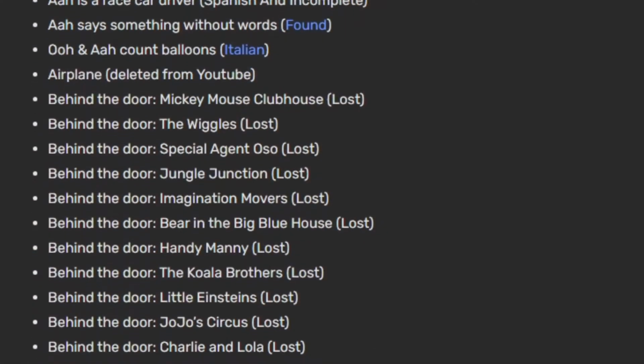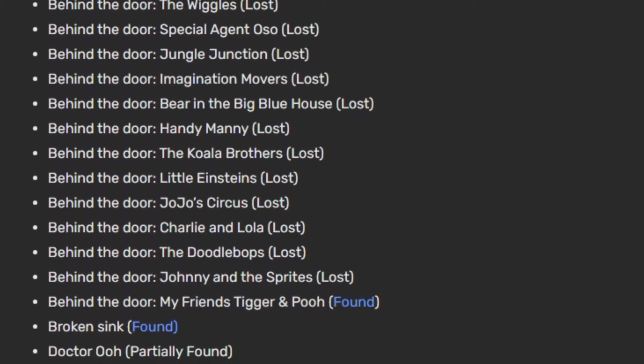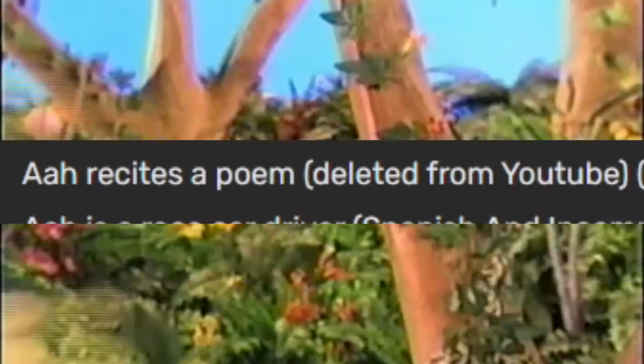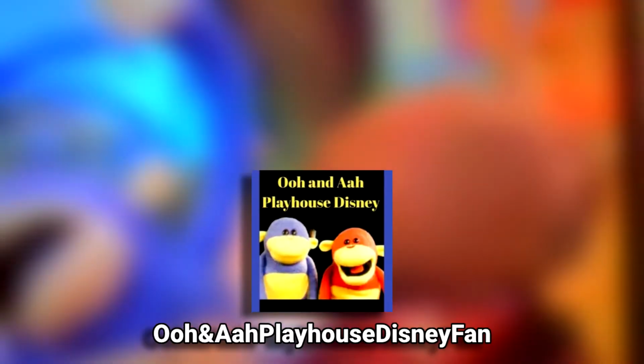On the Lost Media Archive wiki, there's a page that registers all Ooh and Aah bumpers that were found, and on that page, there was a bumper called Aah Recites a Poem, and next to it, it was written deleted from YouTube. It's unknown when this was written, but on December 9th, 2022, Ooh and Aah Playhouse Disney fan found 2 screenshots of the bumper in his Google Photos that he took from the time it was up on YouTube. Although the image is edited and in low quality, it's really noticeable that this wasn't just a mock-up made by him.